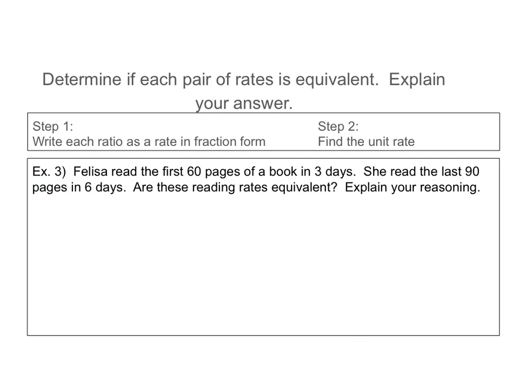All right, so this is the last one. Determine if each pair of rates is equivalent and explain your answer. So the first step that we need to do is write the ratio as a rate in fraction form, and then we're going to find the unit rate this time. Okay, so let's read the question. Felisa read the first 60 pages of a book in 3 days. So that is your rate, 60 pages in 3 days. And then she read the last 90 pages in 6 days. So that's another rate. Are these reading rates equivalent? And then explain your reasoning.